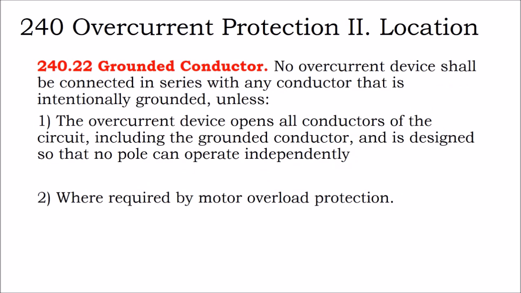The grounded conductor. No overcurrent device shall be connected in series with any conductor that is intentionally grounded, such as a neutral line, unless the overcurrent device opens all conductors of the circuit, including the grounded conductor, and is designed so that no pole can operate independently. And so what that might be is the connection at the utility service, where if you cause a power surge between the service conductors and your main home, you may actually trip a fuse up in that transformer, at which point it would disconnect all the poles to your house, and the utility's going to have to come back out and see exactly what you did before they reestablish power.